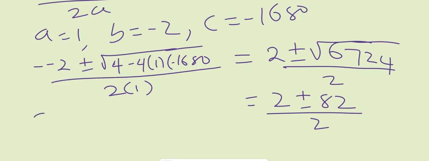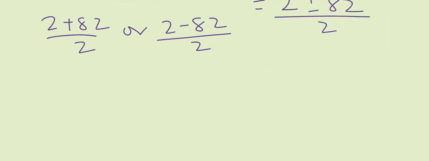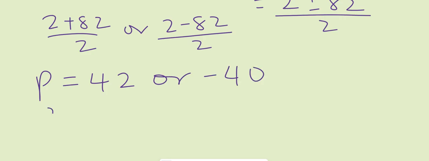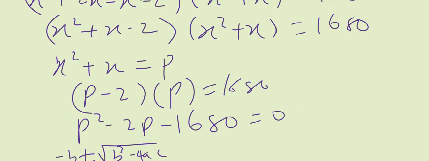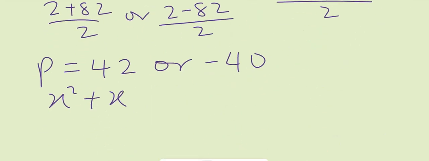So I have two options, 2 plus 82 over 2 or 2 minus 82 divided by 2, where I have the value of p to be 42 or negative 40. I have two options. And don't forget, I represented p as x squared plus x. Let's go back so you see it. I said p is x squared plus x. So I can bring it back and make use of it. And we got two values of p. One is 42. The other one is negative 40.